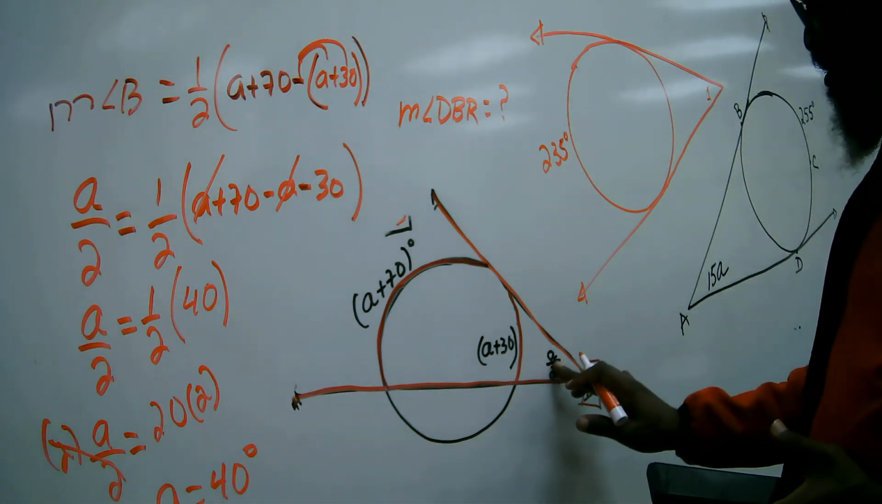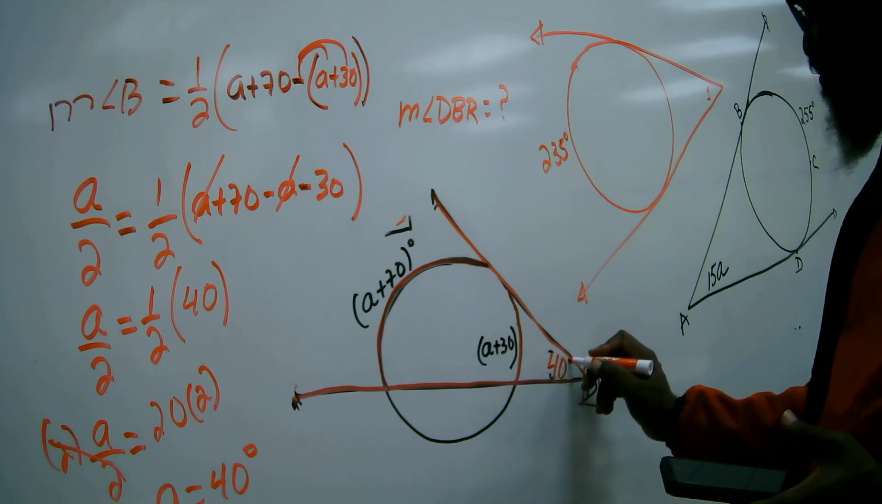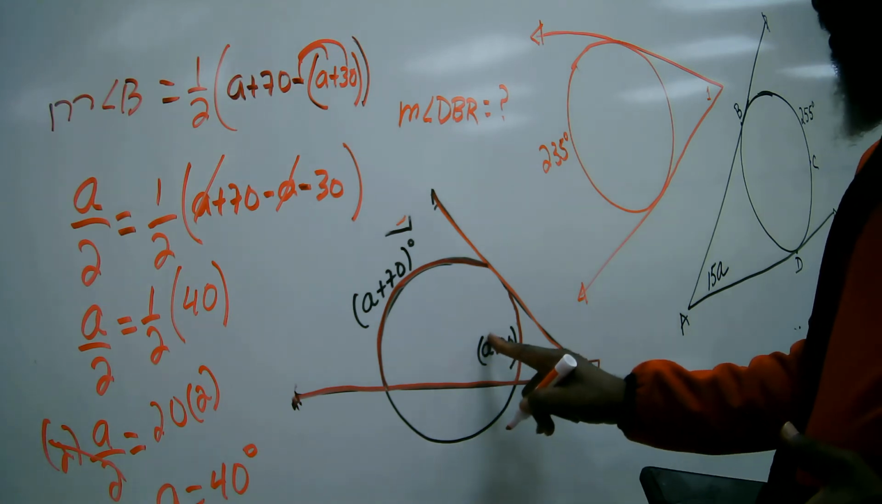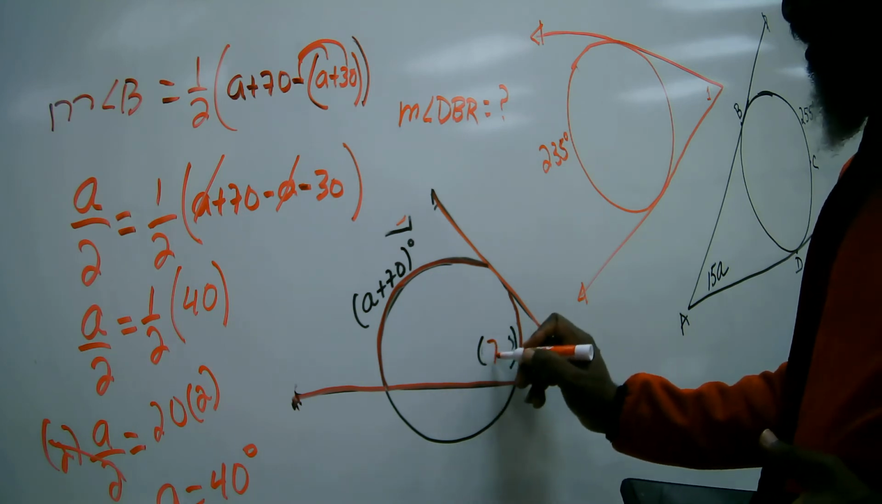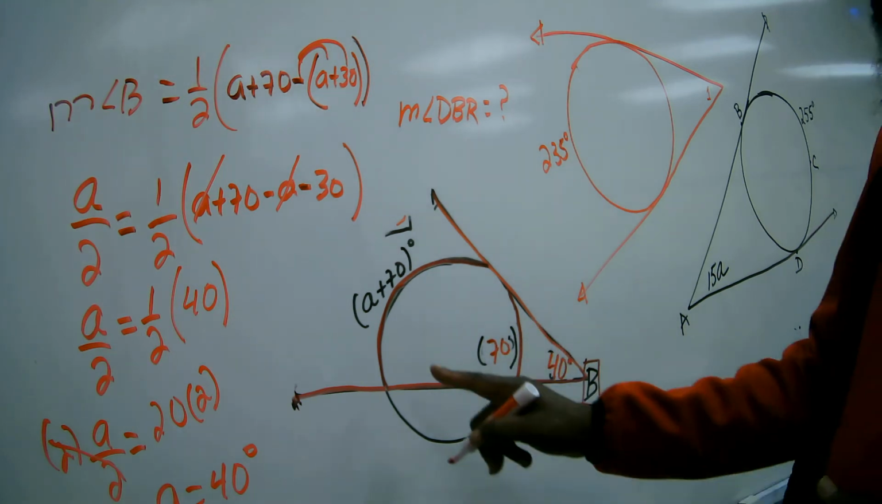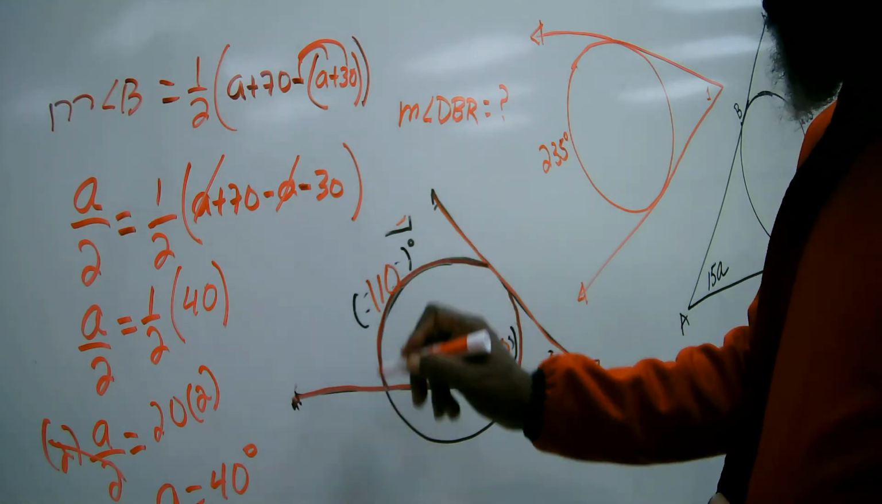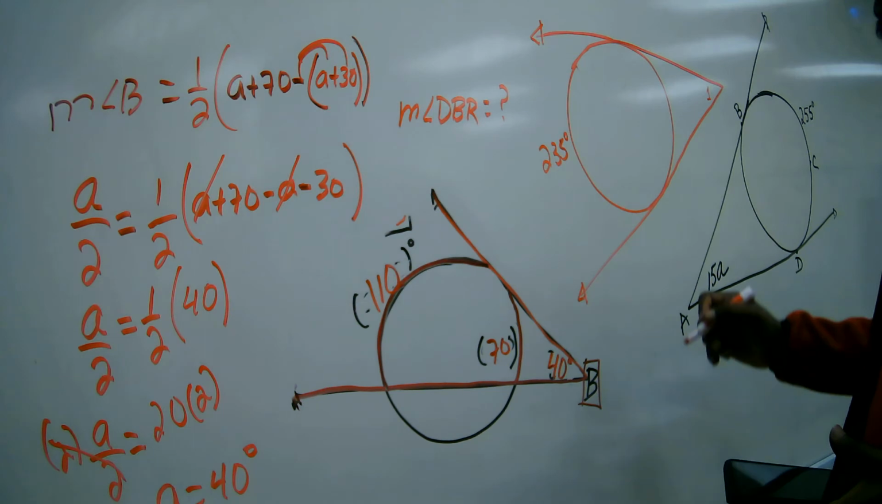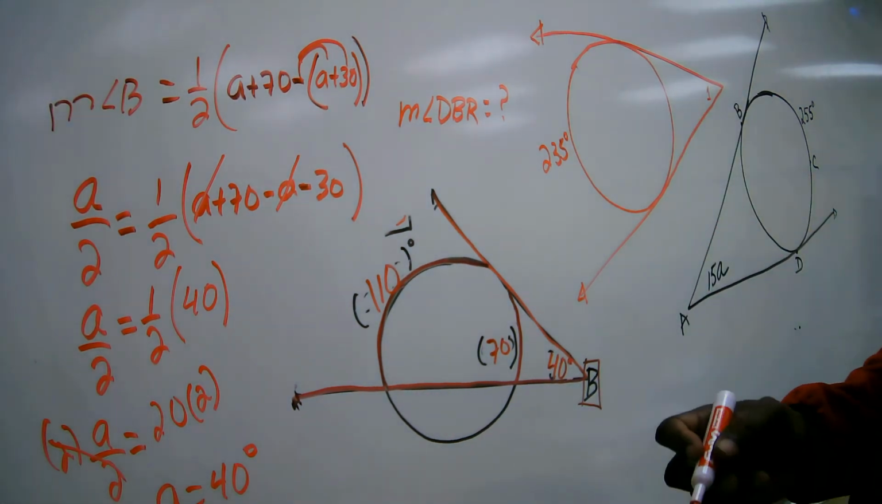This is telling you this is 40 degrees. When A is 40, this will be 70. 30 plus 40 is 70. Alright, that will give you 110. So we find those arcs. So there goes a big one.